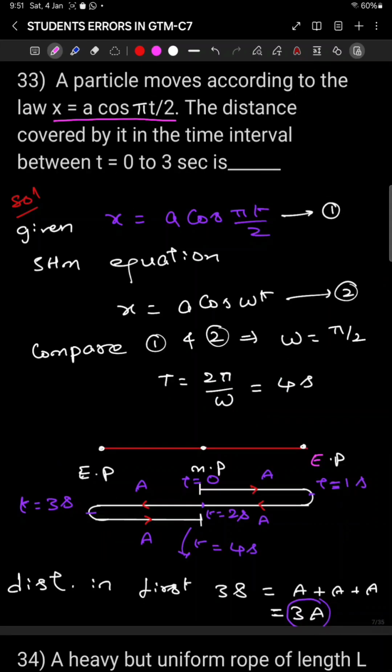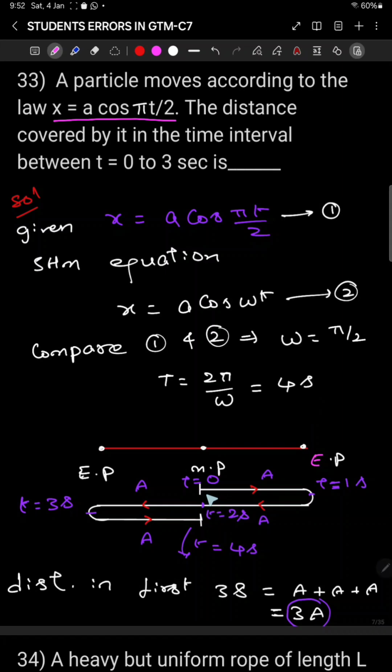Let's go to next question. This question belongs to SHM. Here a particle moves according to the equation x equals a cos(πt/2). Compare this equation with the SHM equation x equals a cos ωt. The ω value will be π/2. From this you can find the time period, 2π/ω, as 4 seconds.